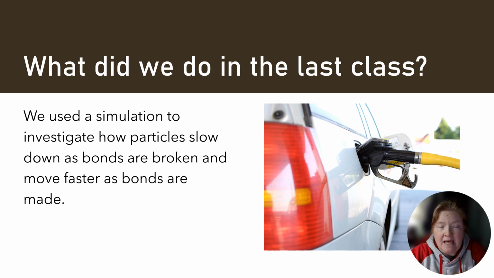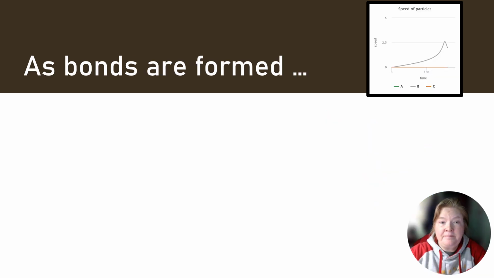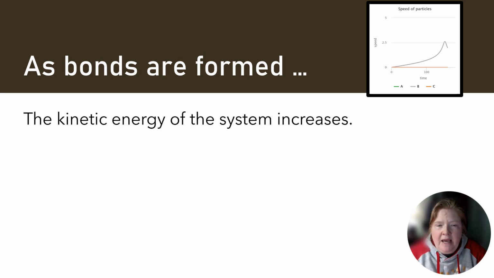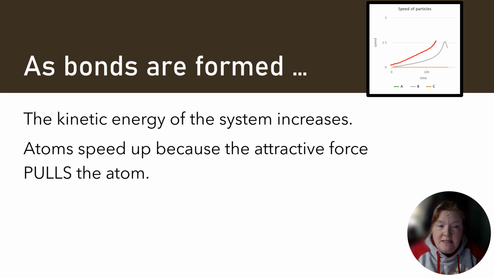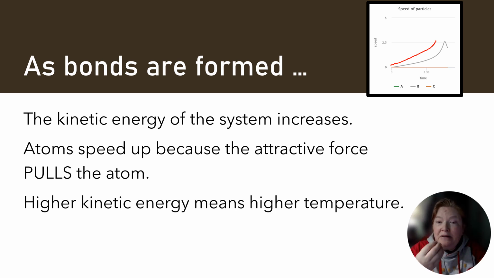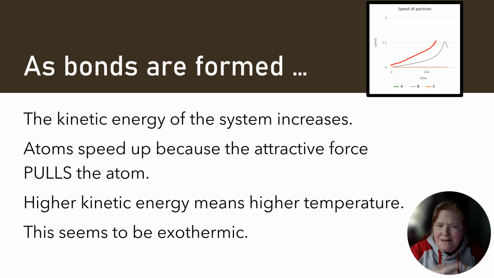All right, what did we do in the last class? Well, we used a simulation and we investigated how particles slow down as bonds are broken and move faster as bonds are made. As bonds are formed, you can see that in this graph right here, the kinetic energy of the system increases. Atoms speed up because the attractive force pulls the atom. Higher kinetic energy means a higher temperature. And so this seems to be exothermic because that kinetic energy is rising.